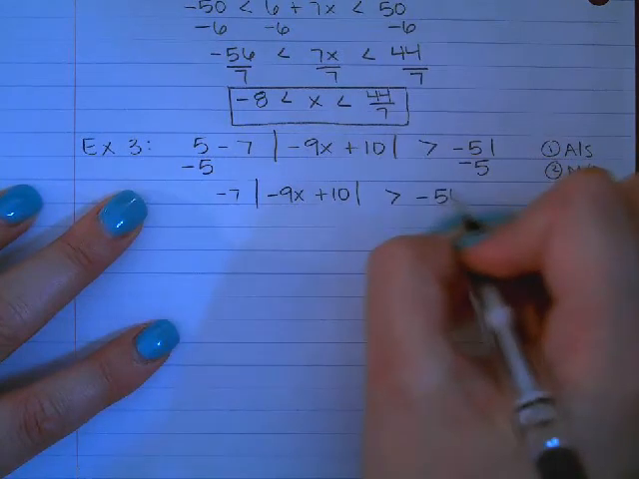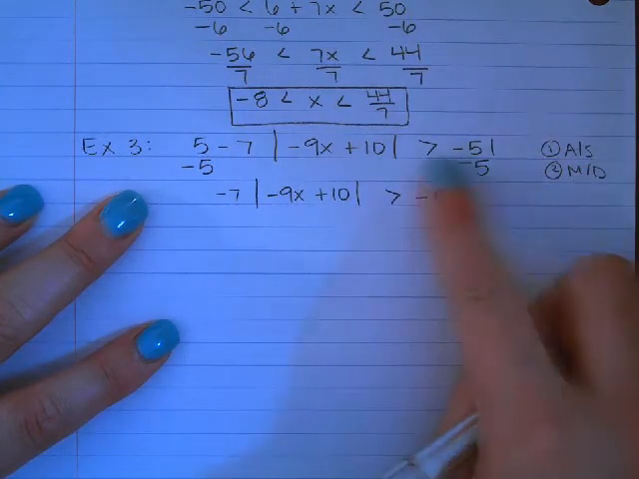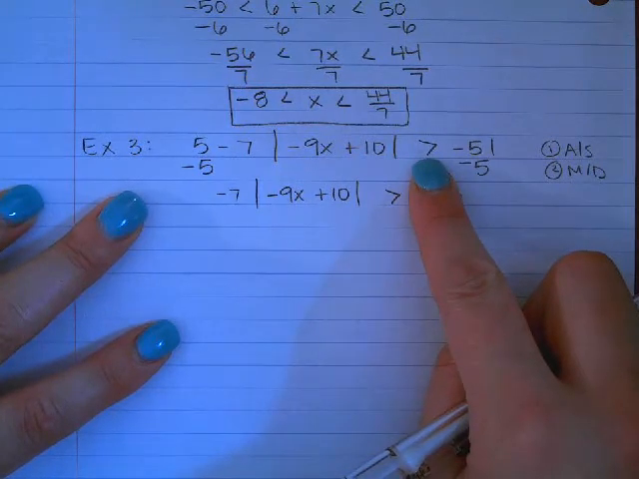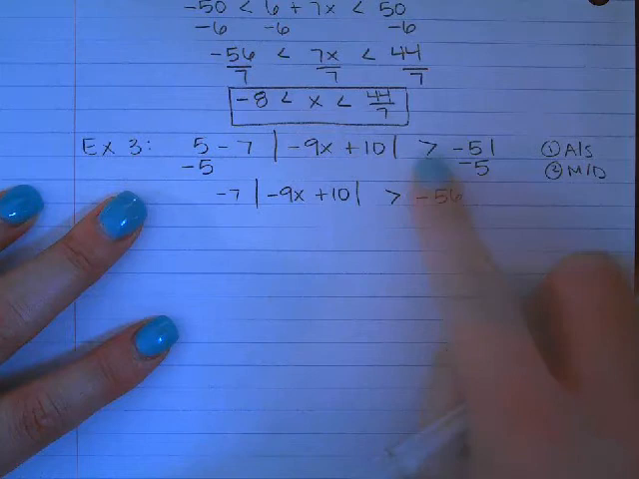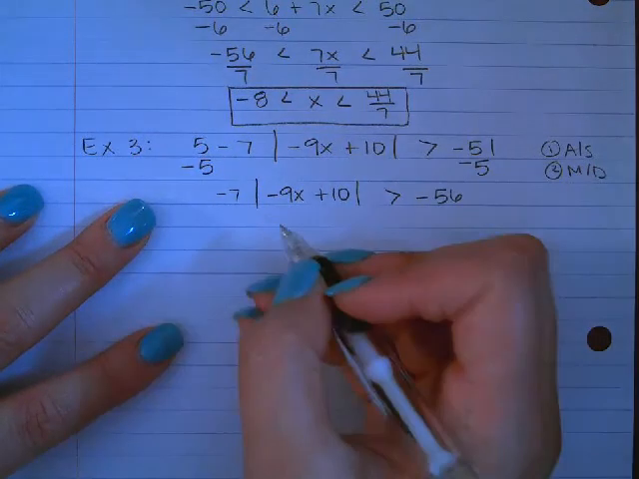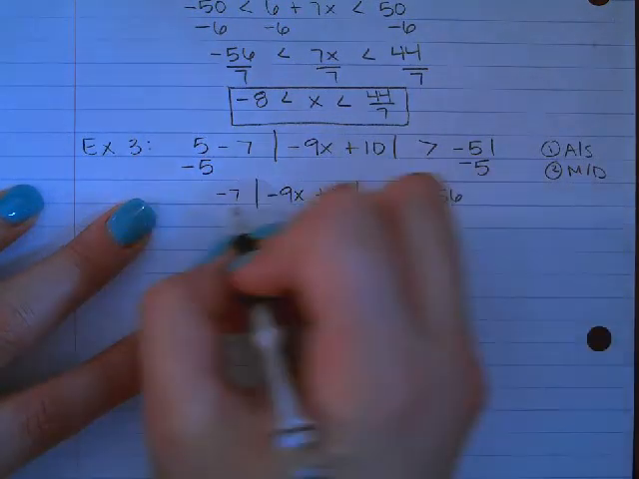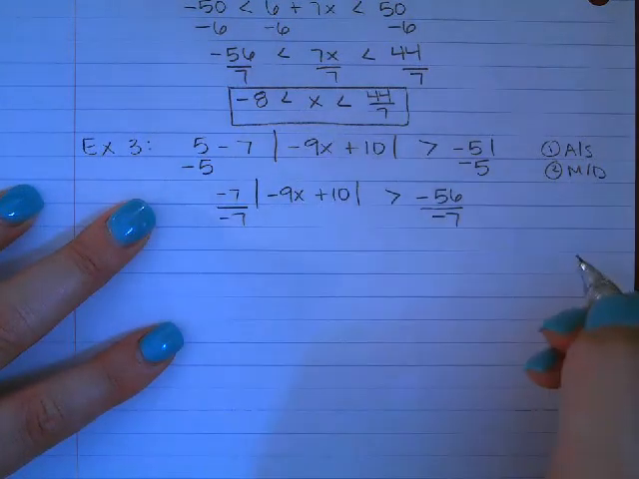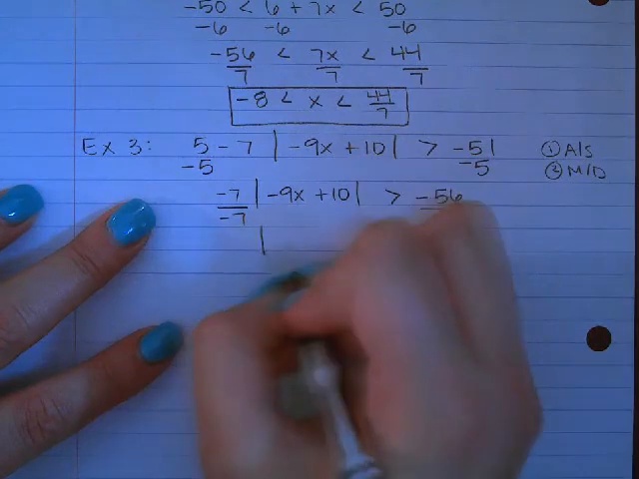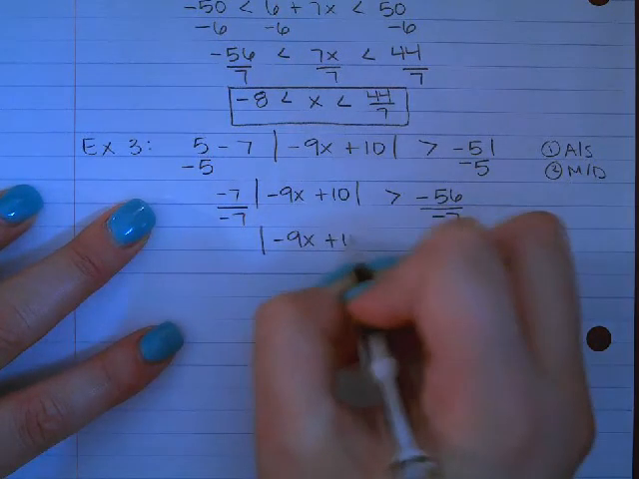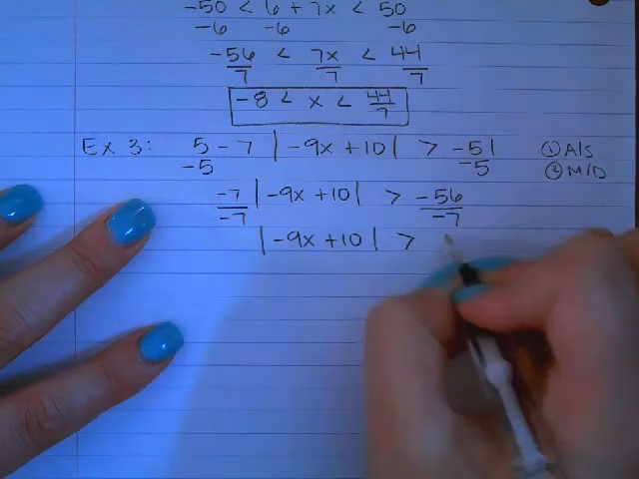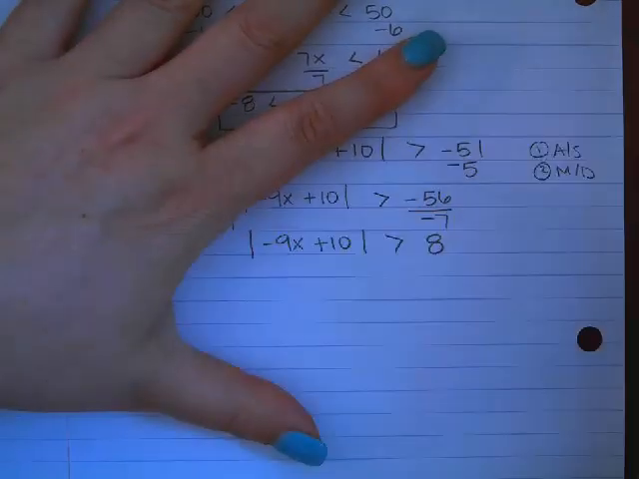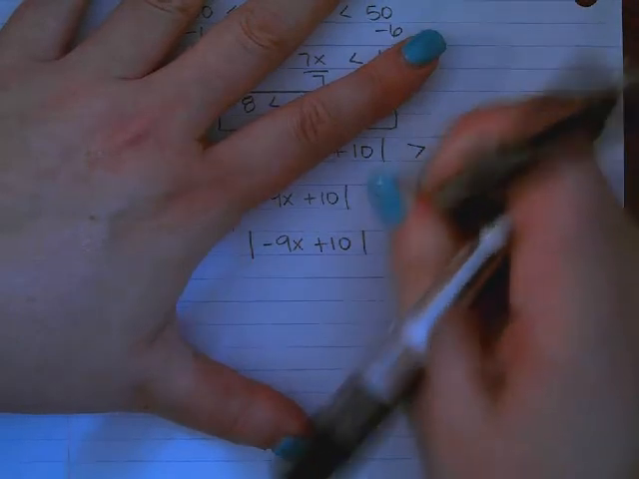Now you'll notice that when I subtract a number, I don't flip the inequality. It's only when I divide or multiply by a negative number. That's the only time I flip it. So now I'm going to go through and divide by that -7. And now, because I divided by a negative number, I have to flip the inequality this time. So that's greater than 8. No, I didn't flip it. It was greater originally. Now it's less than.